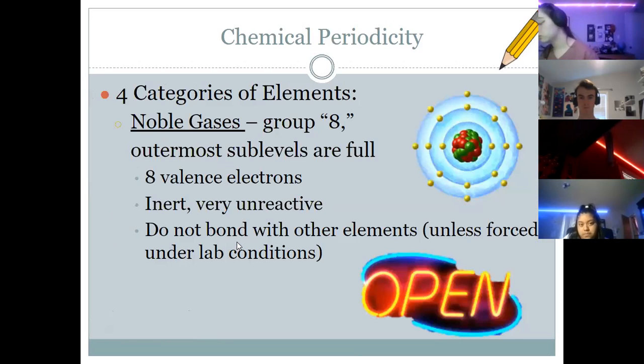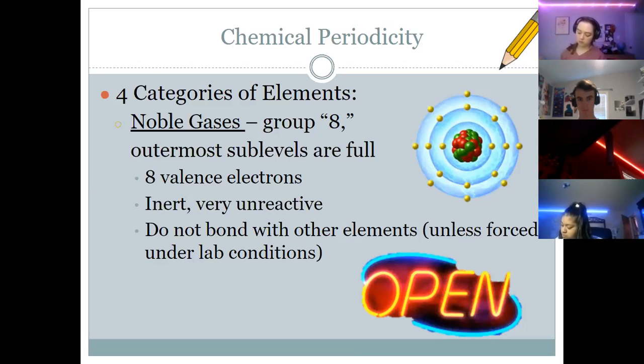All right. So there are different categories of elements. And the first category we're going to talk about, and I kind of mentioned it earlier in class, are the noble gases. So the noble gases, they are in that last column on the right-hand side of the periodic table. And that column is called group 8. Sometimes you will see it called group 8A, like 8 with the letter A.